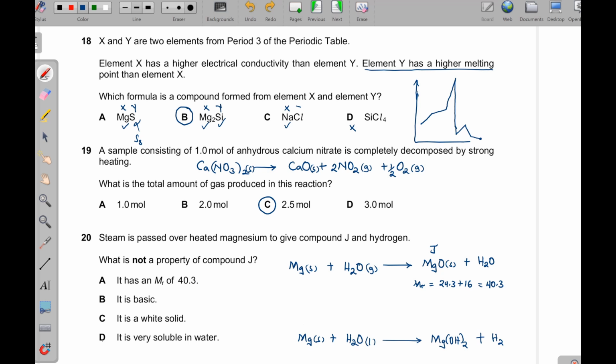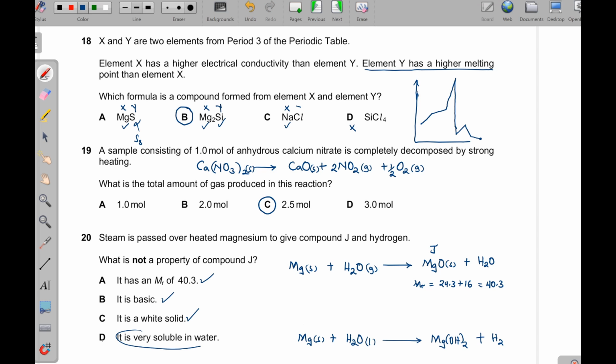So A is okay. It is basic. Yes, magnesium oxide is basic because when you put it in water, you're going to get magnesium what? Hydroxide. And the hydroxide is a basic what? Is an alkali. Okay. Then it is a white solid. Group 2 oxides are white solids. Okay. Most of their compounds are white solids. So even this one is okay.